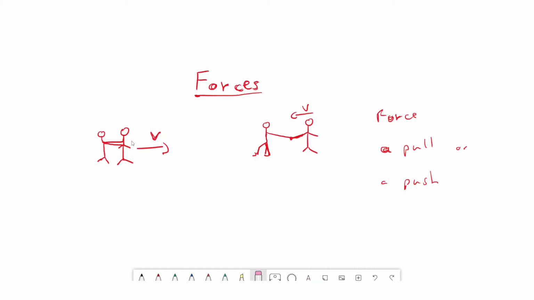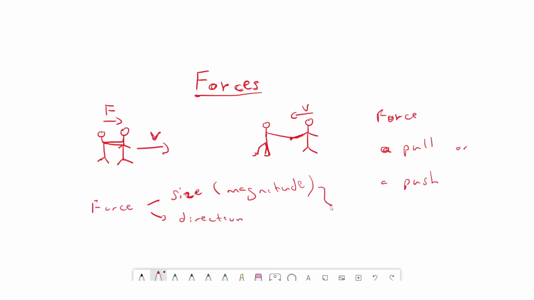Another thing is that it depends on the direction in which I'm pushing the person. If I'm pushing the person in this direction, I expect this person to go in that direction, because I am pushing them in that direction. So the force depends on two things. It depends on the size, which is also known as the magnitude. You would be aware of this because I've done vectors with you, and there are videos on vectors you can go and watch. And it also depends on the direction.